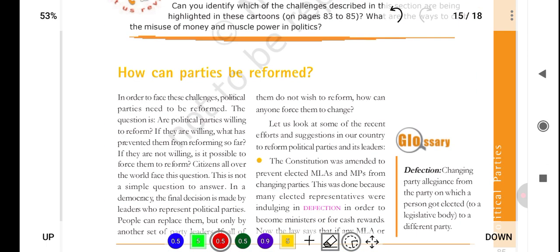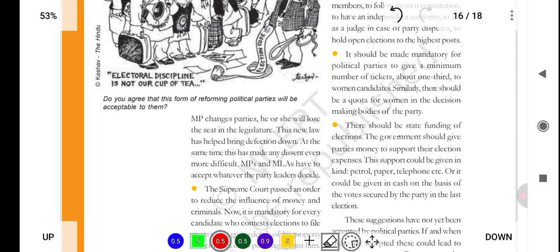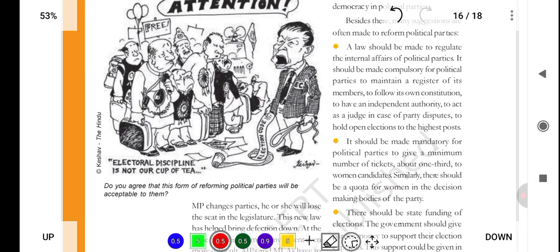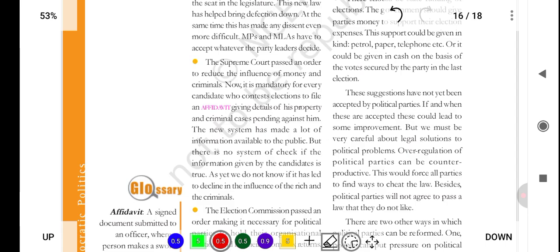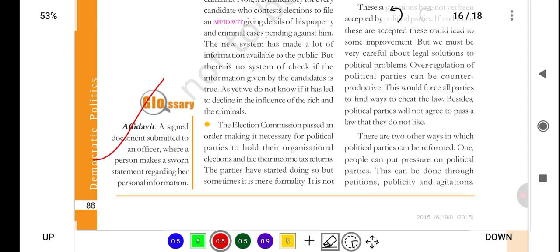So let us revise section for you guys. How can parties be reformed? In glossary section, defection, changing party allegiance from the party on which a person got elected to a legislative body to a different party. Okay. So how the Election Commission of India maintains the electoral discipline during election times. And then glossary section, affidavit. What do you mean by affidavit? A signed document submitted to an officer where a person makes a sworn statement regarding her personal information.